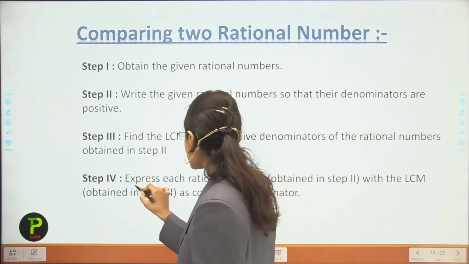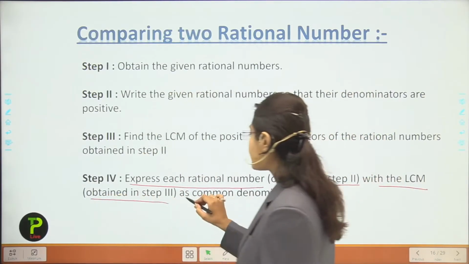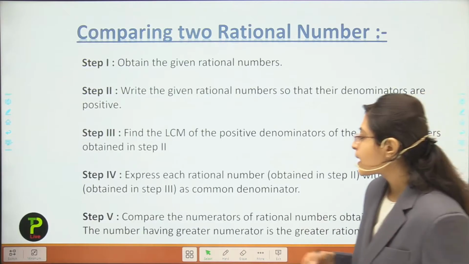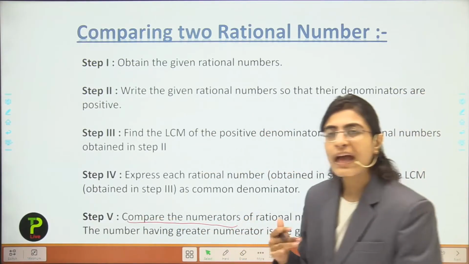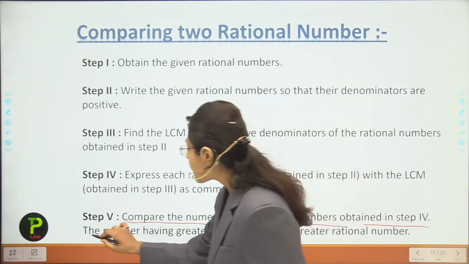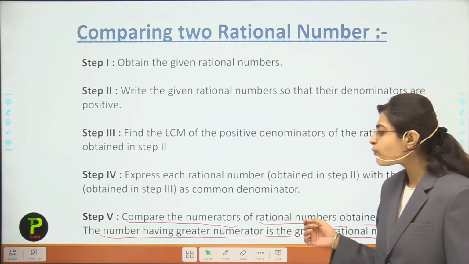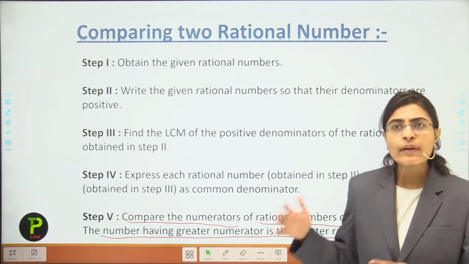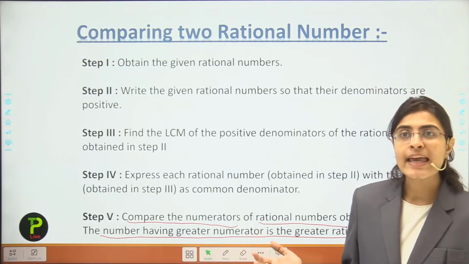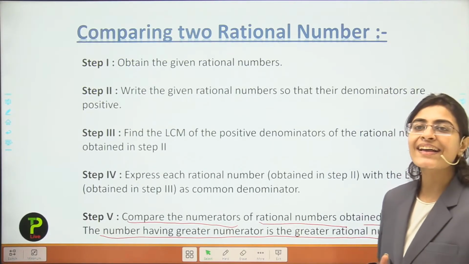Express each rational number obtained in step 2 with the LCM obtained in step 3 as the common denominator. Now compare the numerators of the rational numbers obtained in step 4. The number having the greater numerator is the greater rational number. So when we are done finding the equivalent rational numbers with the LCM as the denominator, we just compare the numerators, and we'll get our answer.